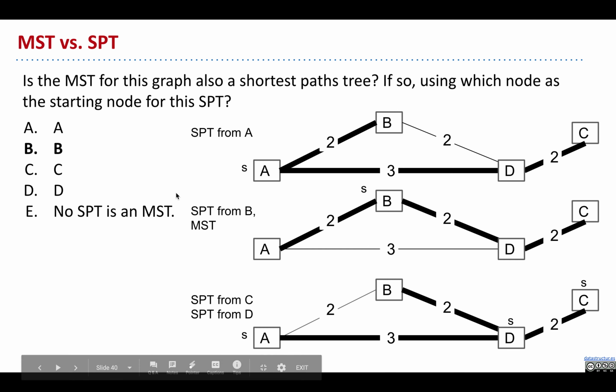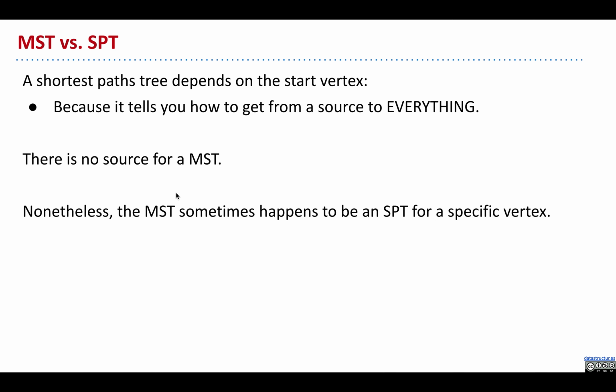All right, so just note that what this exercise wanted to tell you is that the shortest path tree depends on the start vertex because it tells you how to get from one source to everything else, right? It's truly dependent on where you're starting. There is not really an idea of a source for a minimum spanning tree. We don't really start in any particular place. It's just this idea of how can we connect everything the best way that we can. We're just trying to connect all the dots together in the minimum way possible. So there is no idea of a source in a minimum spanning tree.